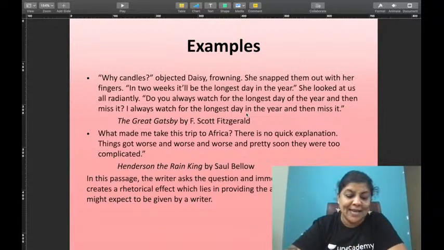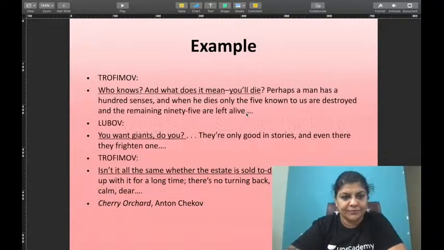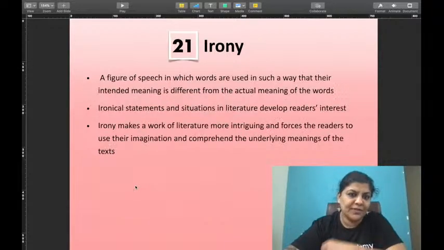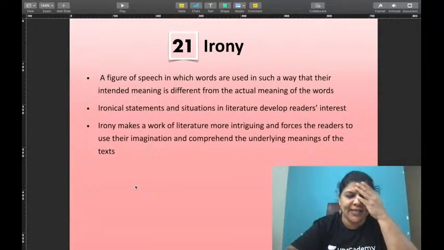Did you understand, guys? Hypophora. In Anton Chekhov's Cherry Orchard, the same principle is followed. And then irony.